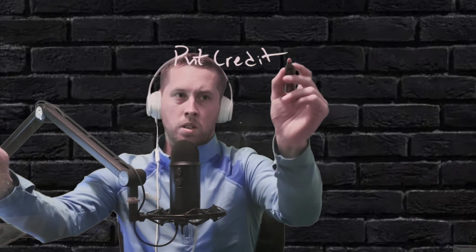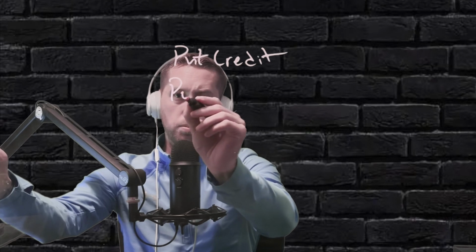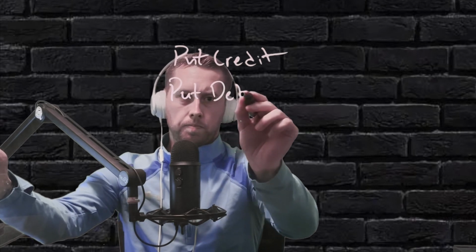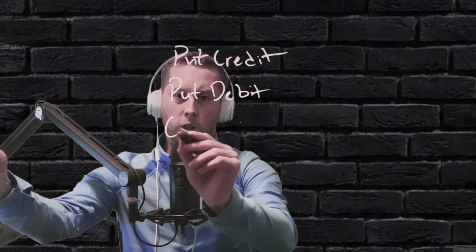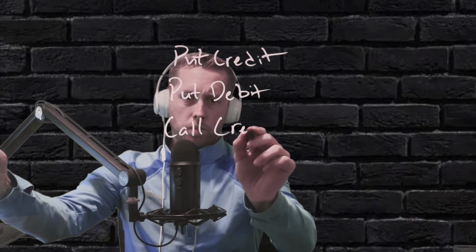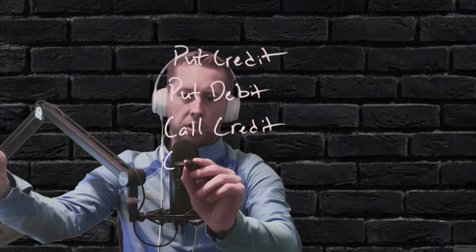Now, I want to go a little more in depth and get a little more complicated, and I'm going to show you how to calculate your profit and loss on spreads. So you have different kinds of spreads, and the ones I'm going to go over are a put credit spread, a put debit spread, a call credit, and a call debit.